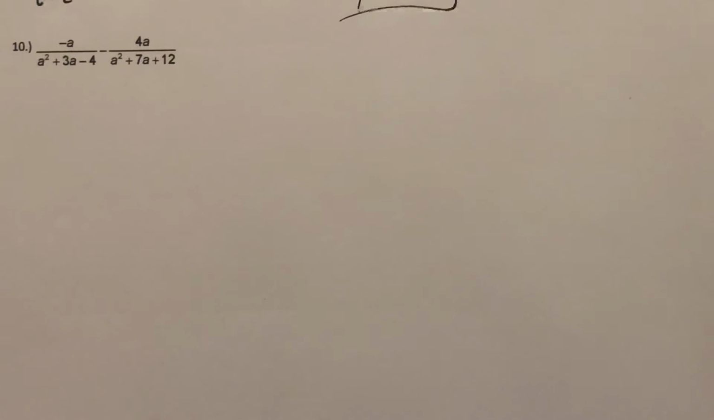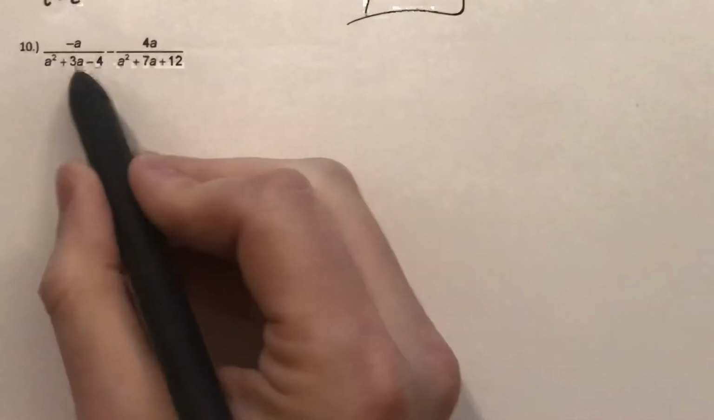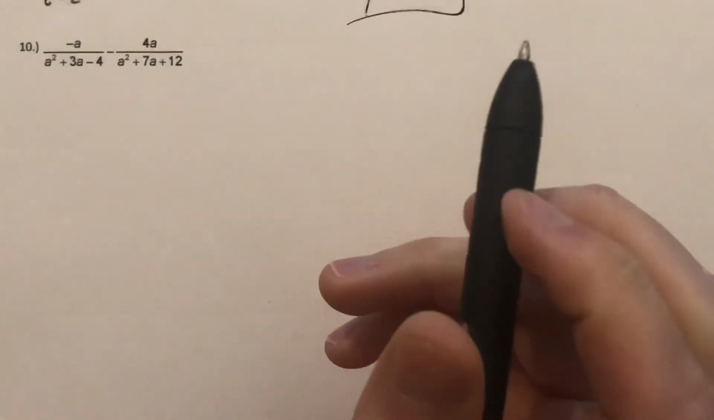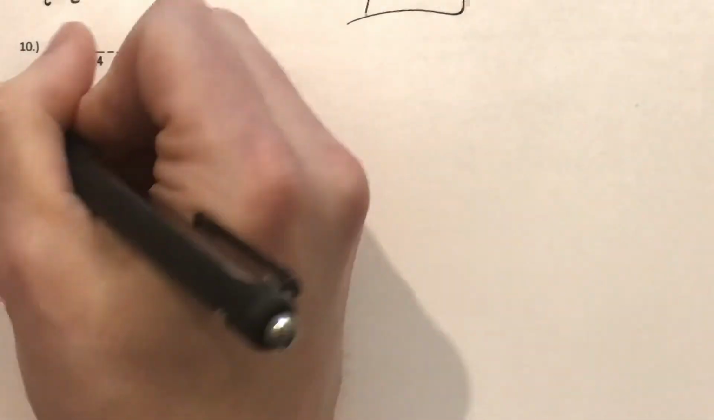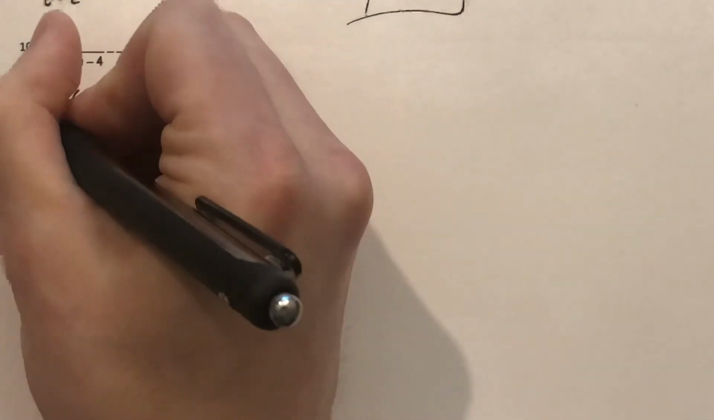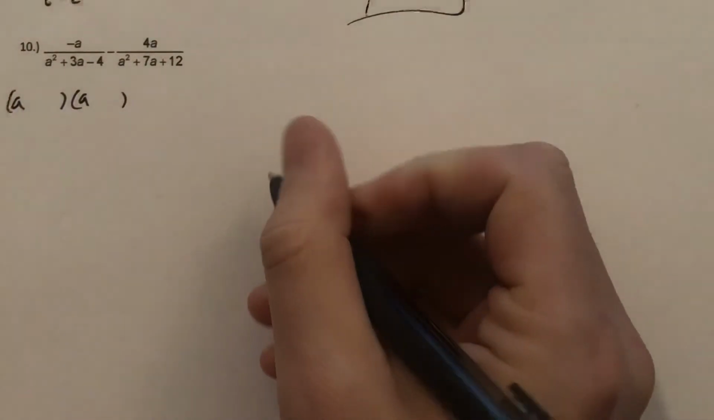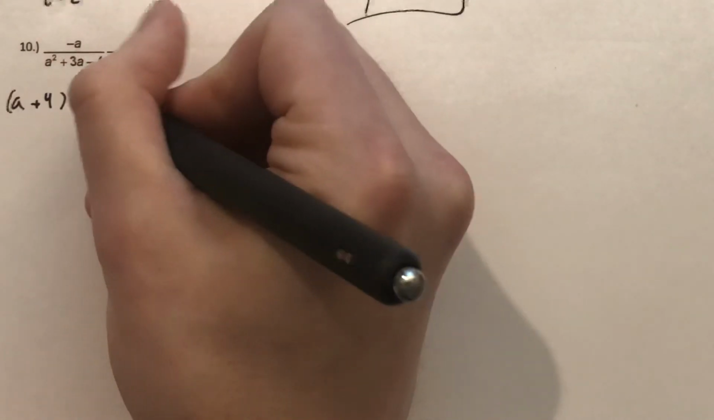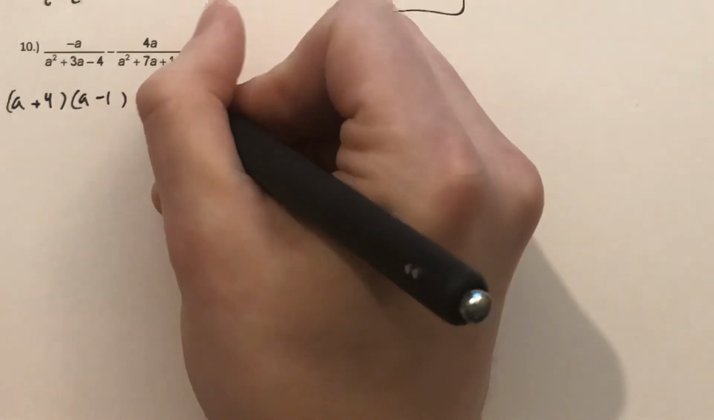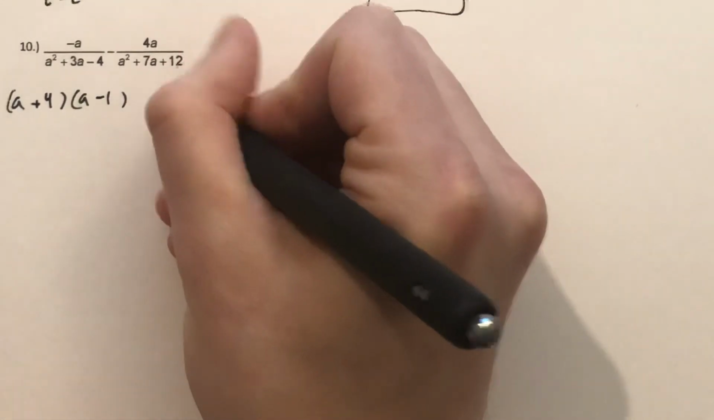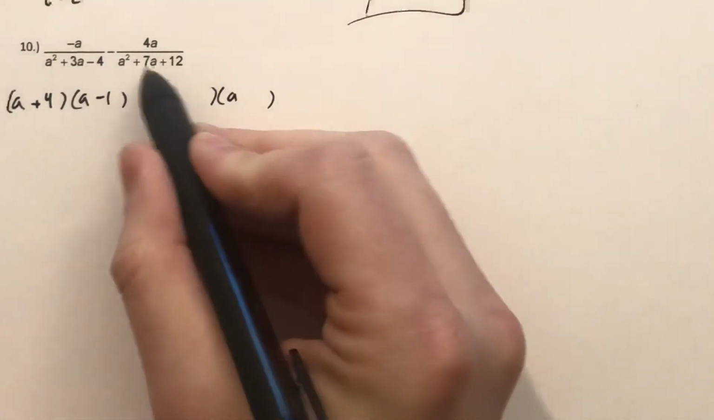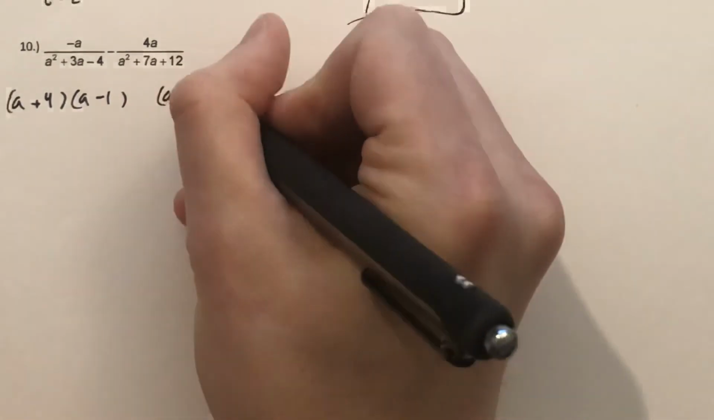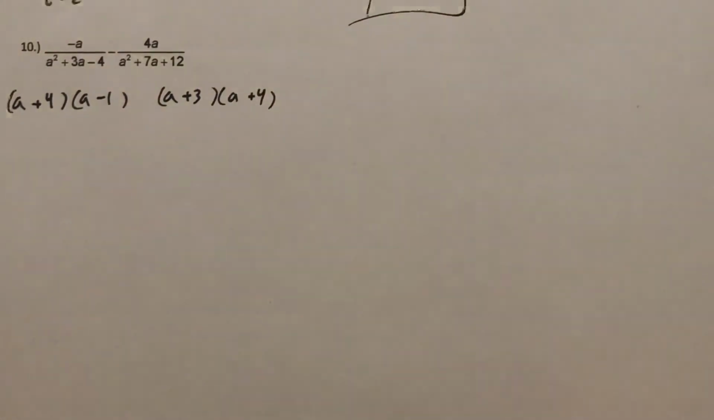All right, and then one last one here. Those denominators definitely do not match, but let's factor them first to see what they're made of. First denominator there, numbers that multiply to negative 4 and add to a positive 3 would be positive 4 and negative 1. Second denominator, easy case, numbers that multiply to a positive 4 and add to a positive 7 would be positive 3 and positive 4.